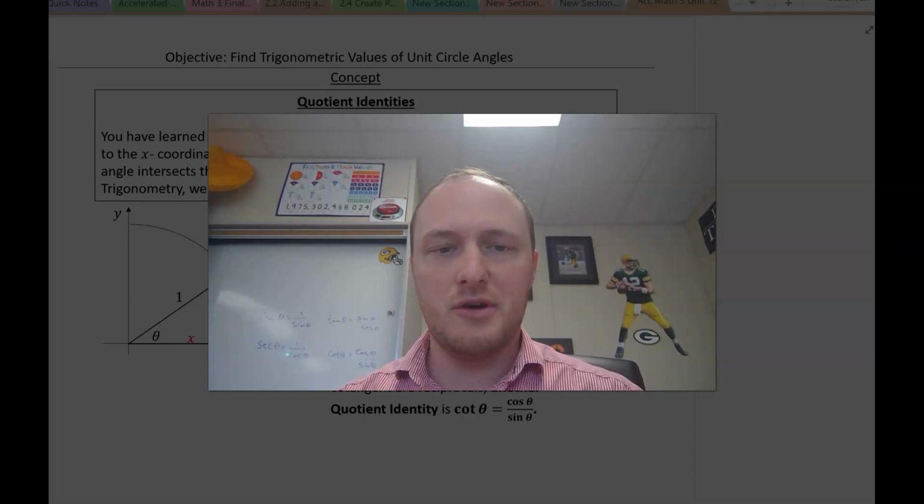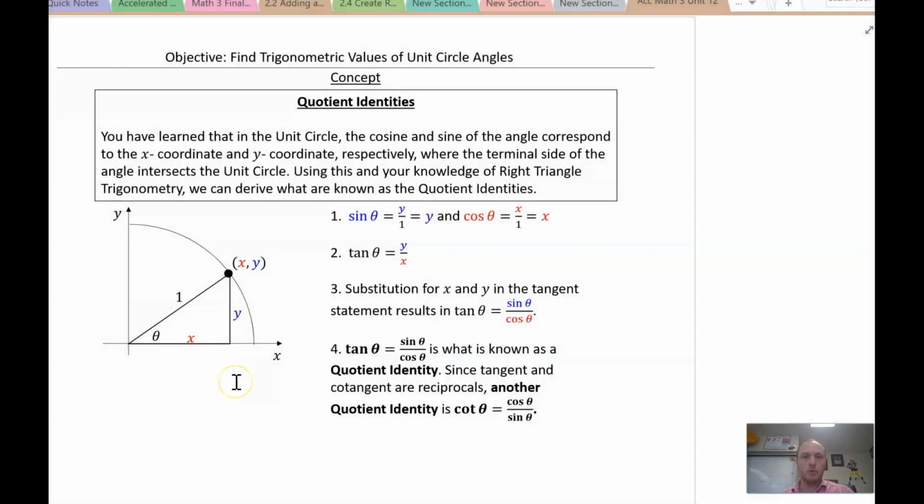Okay, so let's start off with what are called quotient identities. Quotient meaning division. You've learned that in the unit circle, the cosine and sine of the angle correspond to the x-coordinate and y-coordinate respectively, where the terminal side intersects the unit circle. Using this knowledge and your knowledge of right triangle trigonometry, we're going to derive the other third main trig function. So you have sine, cosine, and tangent.